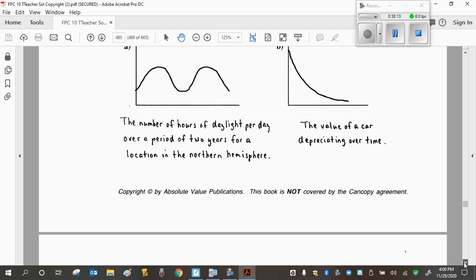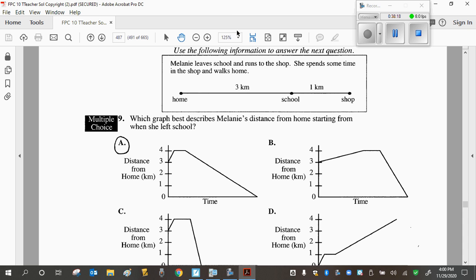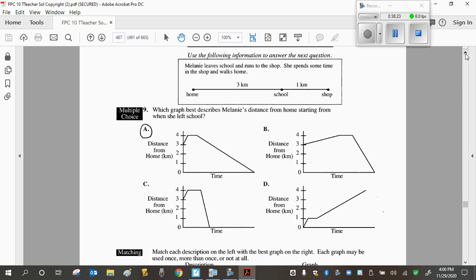And to number 9, still on page 46. Melanie leaves school first, okay? So you might have thought she left home because she's supposed to go to school. She leaves school and then goes to the shop, and then from the shop to home. This is where, again, you need to know that the steeper the line, the faster you go, because if you run, you're going to have a steeper line right off the bat.